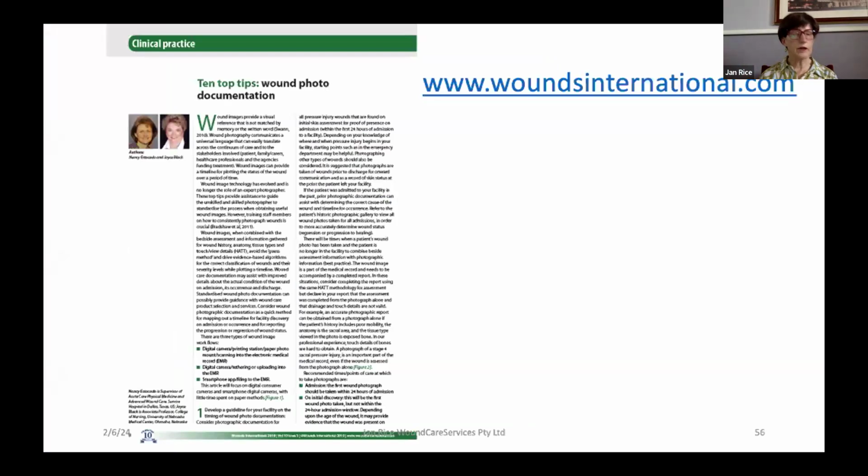There's just a little note from Wounds International on taking photographs of wounds. So many mistakes are made that I find it very irritating that people can't take a good photo of a wound.